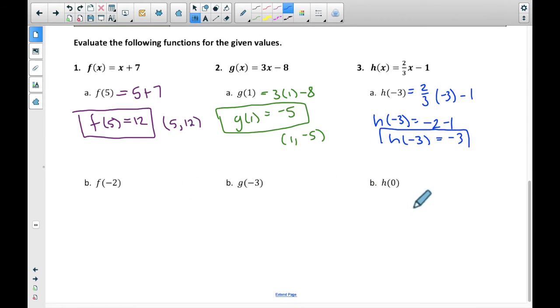It wants us to do 3 more of these, but I think we've covered enough. If we need to do some of these in class, we can do that. Let's go to the next page. Oh, before we go to the next page, remember I said that it could be f of x, it could be g of x, it could be h of x. So the letter in front could be anything.